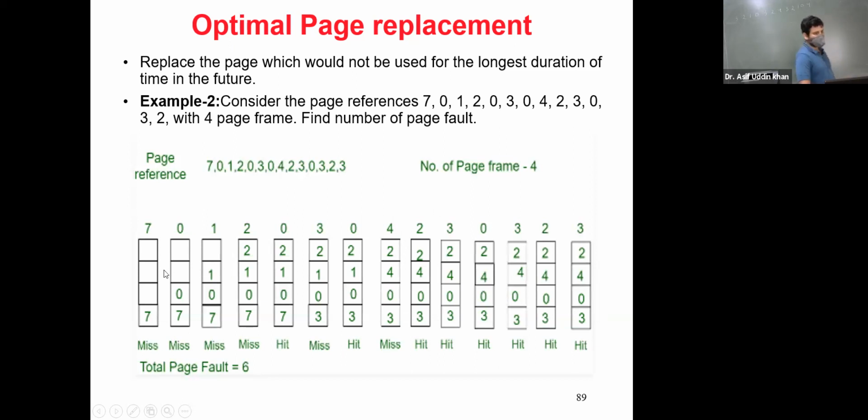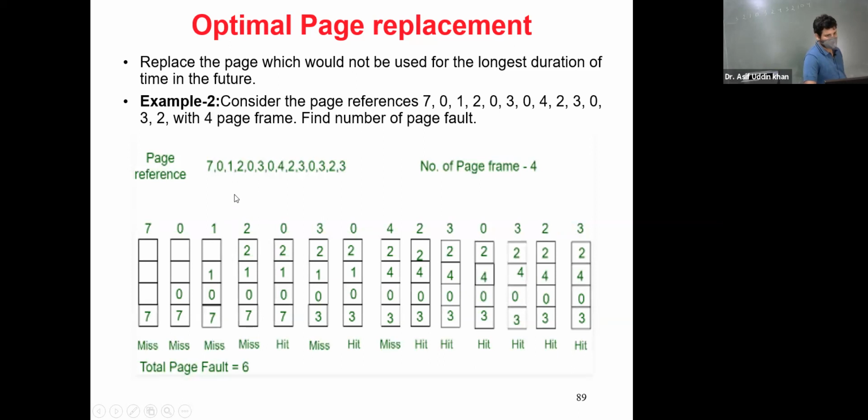So now you start from here. Initially all frames are free. First, 7 is required by the processor. Since no pages are present, initially all are vacant, so it is a page fault, a miss. So bring the page from the hard disk and load it here. Then again 0 is required. 0 is not present, miss. So load here. 1 is required, 1 not present.